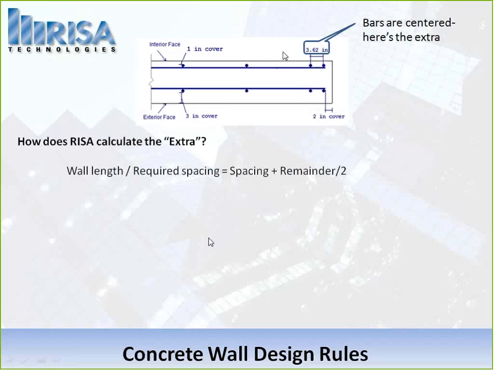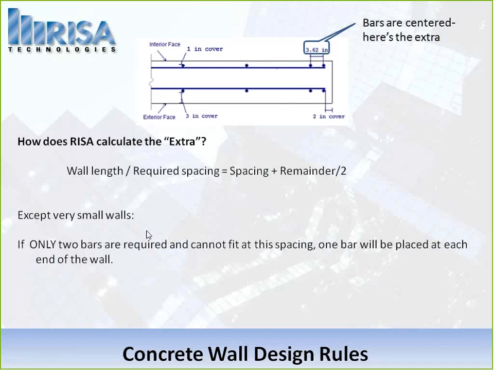Now we can see this one's 3.62, so I had some sort of an odd spacing and I had a little bit left over on the edges. Everything else is standard spacing. But the only time that that might not happen, where you might have a different situation, is when you have real small walls. If I look at this picture, I tried to draw a real small, maybe a 12-inch wall. And I actually had only 2 bars required, and they can't fit in this spacing. So maybe it was required even on 18-inch, but I only had a 12-inch wall.